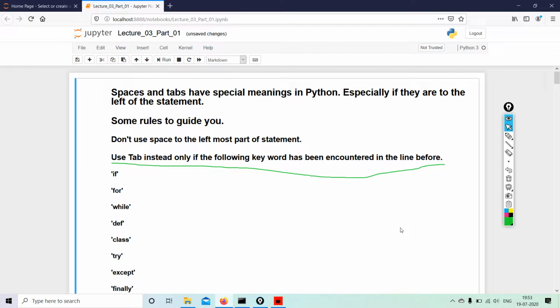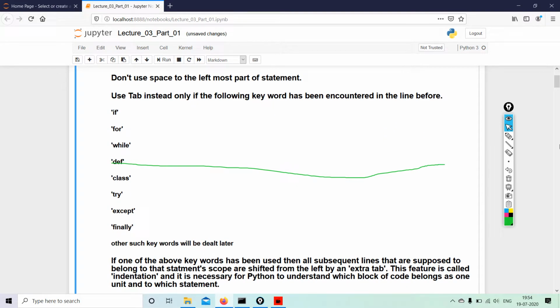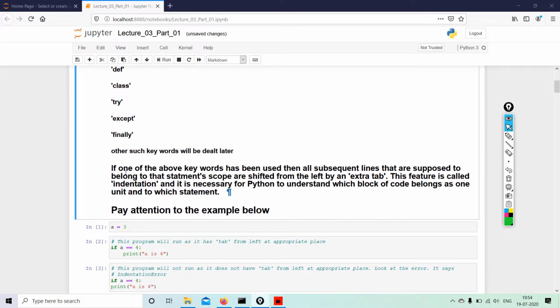So use tab instead only if the following keywords have been encountered in the line before: if, for, while, def for definition, class, try, except. Finally, other such keywords will be dealt with later. But for now, if one of the above keywords has been used, then all subsequent lines that are supposed to belong to the statement scope are shifted from the left by an extra tab.